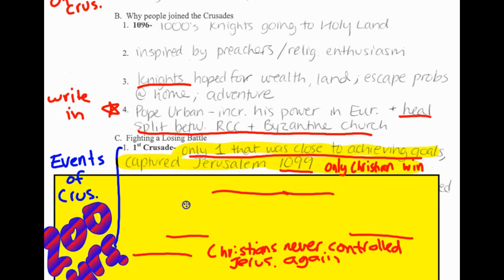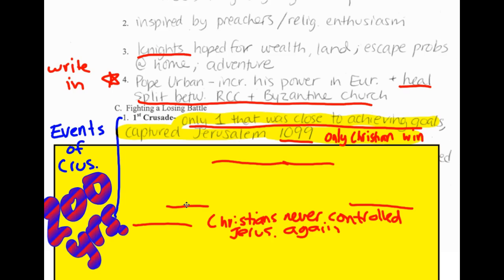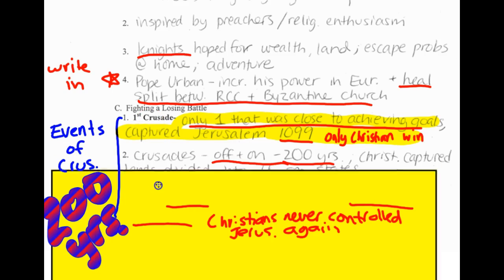If you see this next section, Fighting a Losing Battle, First Crusade, it talks about the First Crusade, and you should write in 1099 if you didn't write that down on your own. That's the year that this happened. It was the only major Christian victory in the Crusades, and so that's why it was significant.